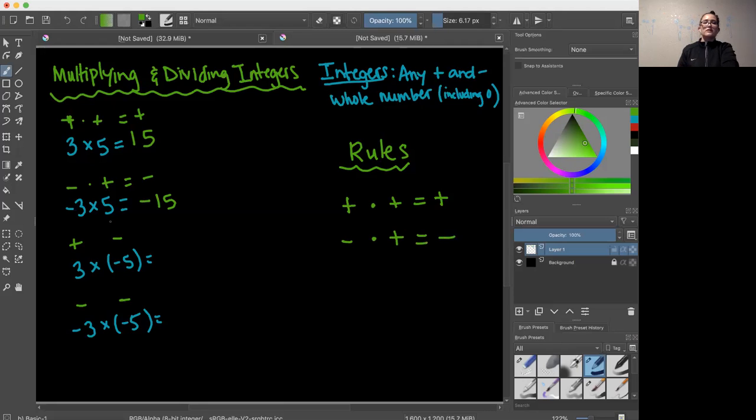Okay, so now here we have a positive times a negative. Okay, positive 3 times negative 5. So all this is saying is I can do negative 5 three times. So negative 5 plus negative 5 plus negative 5.